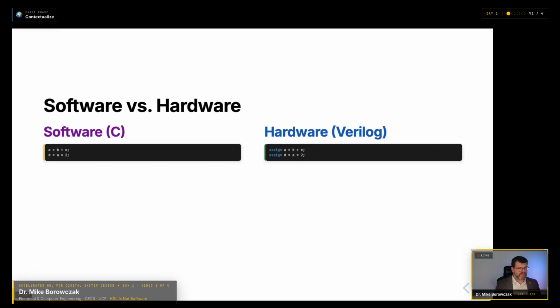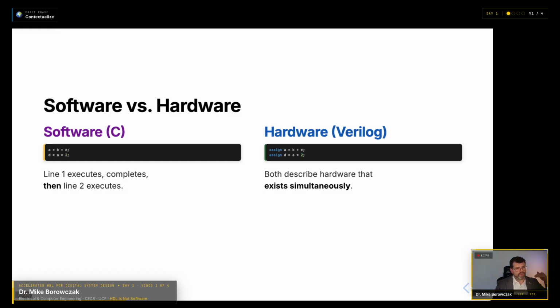All right. So here we go. Hardware versus software. Left side, we've got some software. We have A equals B plus C, and D equals A times 2. On the right-hand side, the equivalent for hardware description in Verilog, we essentially have an assign statement there. So assign A equals B plus C and D equals A times 2. So in general, the same idea, but the difference is that when we think about software, we definitely think linearly, right? Line 1 will execute, we'll finish, and then we'll go on to line 2.